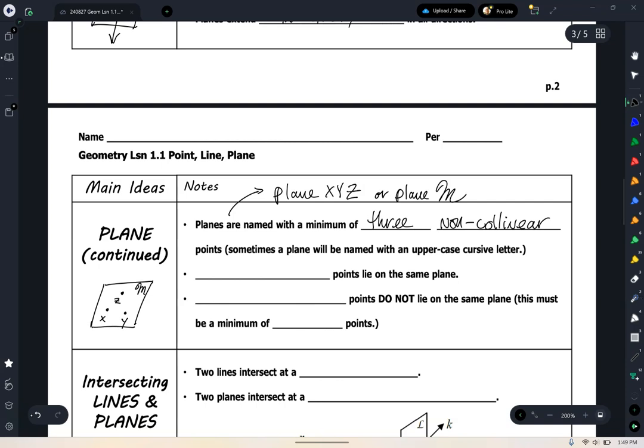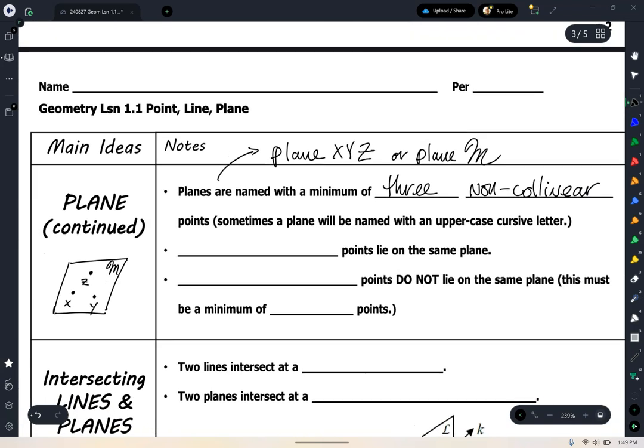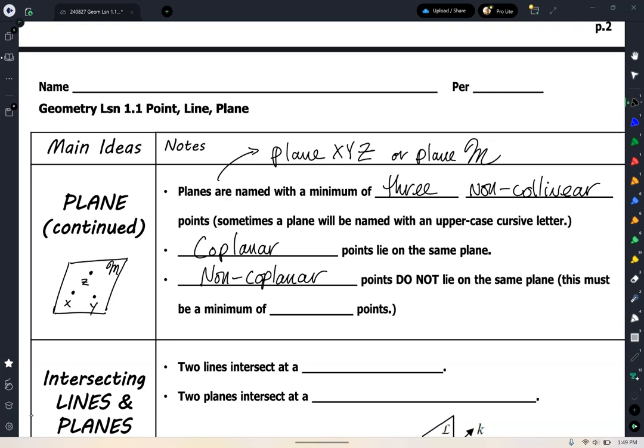Now, points that sit on the same plane, like X, Y, and Z, are called coplanar. Well, that would make sense. They sit on the same flat surface. Collinear points sit on the same line. Coplanar points sit on the same flat surface. Points that don't sit on the same flat surface are non-coplanar points. Non-coplanar? Wait, how do I get a point not on the same flat surface?